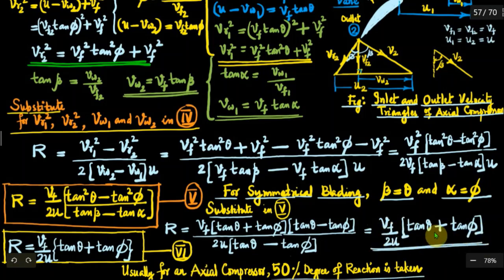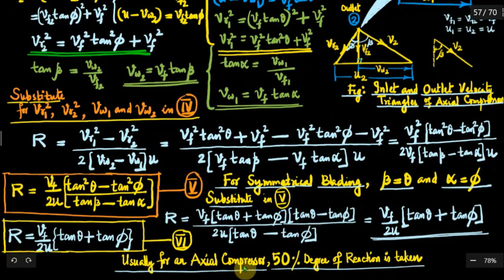Vf divided by 2u into tan theta plus tan phi is an extremely important relation in the context of axial flow compressors, representing the degree of reaction for symmetrical blading. So usually for an axial flow compressor, 50% degree of reaction is taken. That means 50% static pressure rise takes place in the rotor stage and the remaining 50% in the stator stage. That is the meaning of it. So that is an optimum one which we can use, which has several advantages. So R is equal to Vf divided by 2u into tan theta plus tan phi, named as equation number 6. That is the important equation for us.